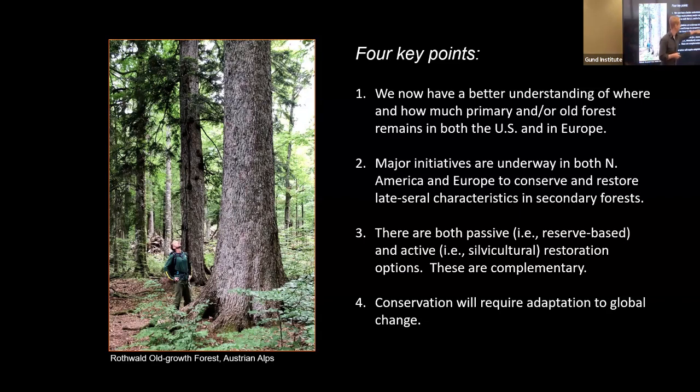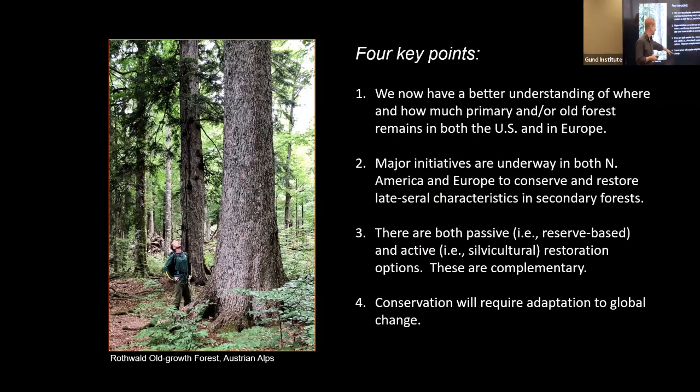So we need to really break this part out. What does it mean to restore an old growth forest? How would you do that? What are the practices that you would use? Is it even possible? And I hope to make a really important point that this is not a one size fits all approach. We can use both passive management, wilderness, reserves, core protected areas, as well as active silvicultural restoration techniques. These are complementary approaches. We can use some of both.